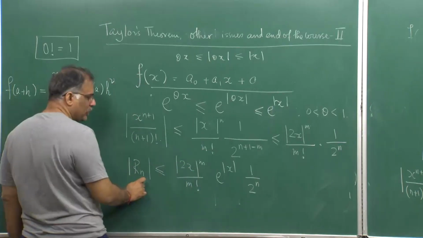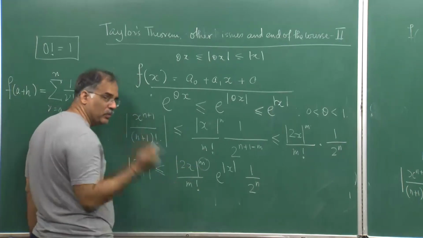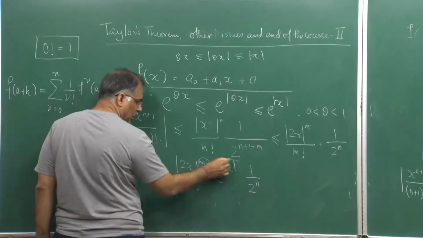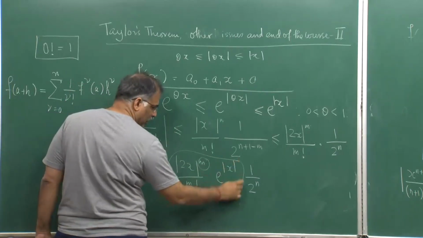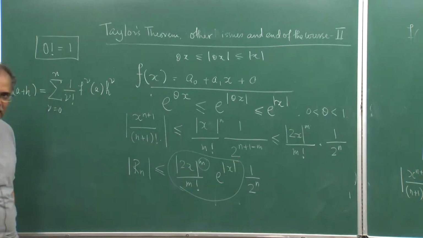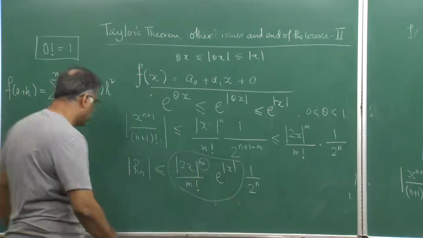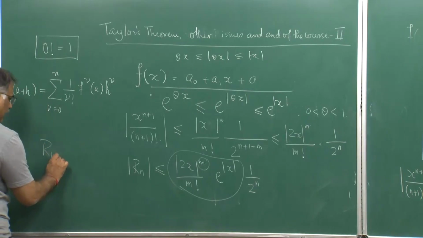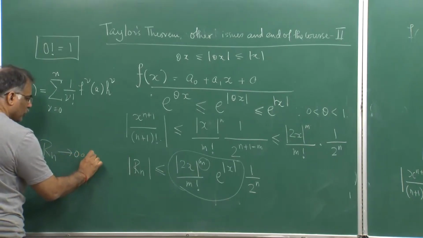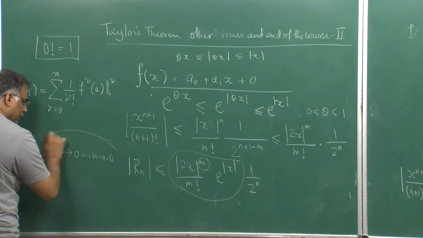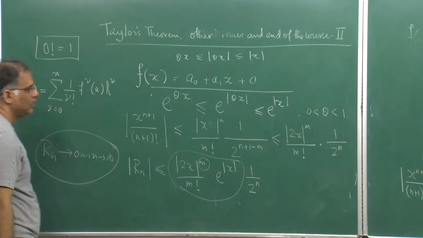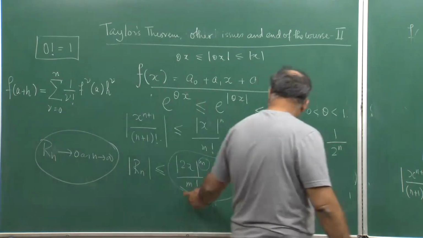Now, as n tends to infinity, this is a fixed number m, we have chosen some number m which is fixed. So, this part and x is fixed anyway, this is independent of n. So, as n tends to infinity, 1 by 2 to the power n goes to 0. So, from here we have proved that Rn goes to 0 as n goes to infinity. Now, this thing is done for every x.